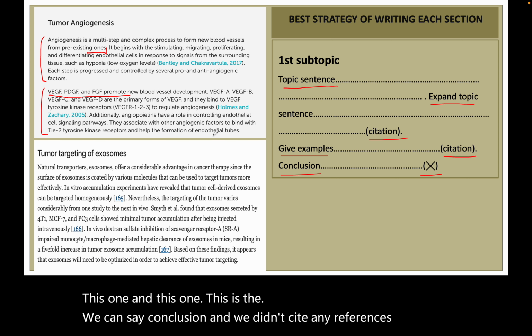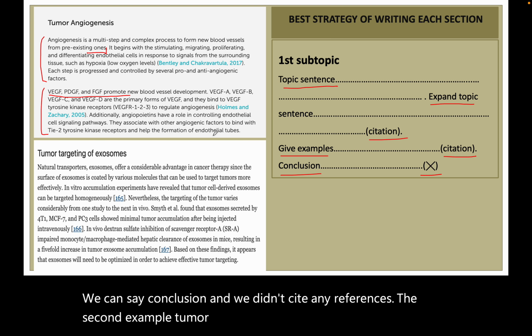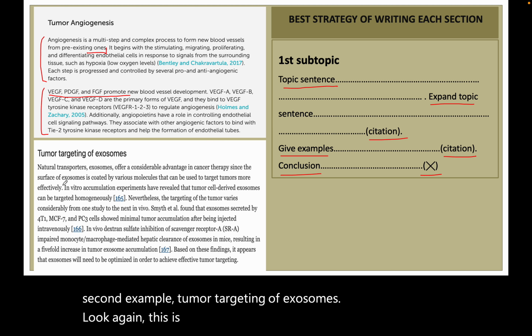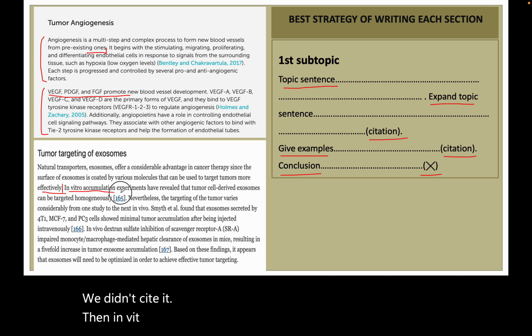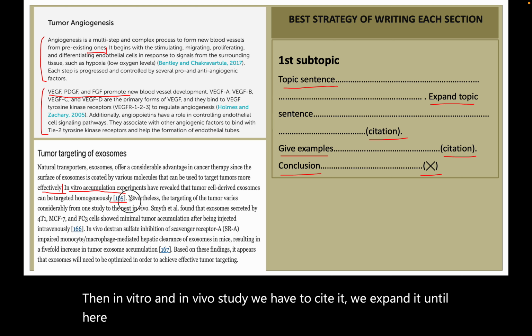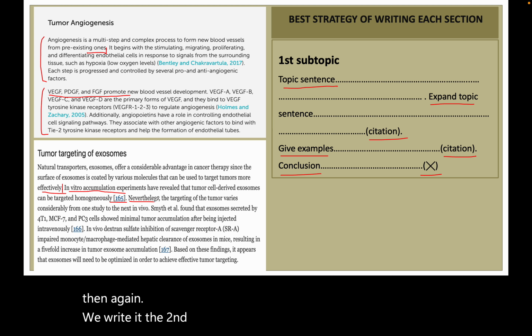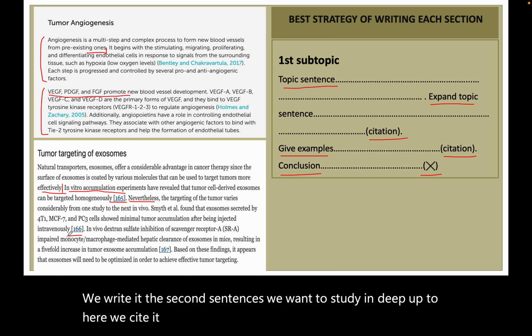The second example, tumor targeting of exosomes. Look, again, this is the introduction. We didn't cite it. Then for in vitro and in vivo studies, we have to cite. We expand it until here. Then again we write the second sentences. We want to study in depth up to here. We cite it. This is the reference.